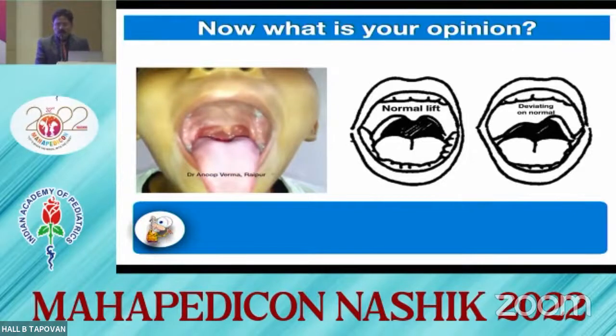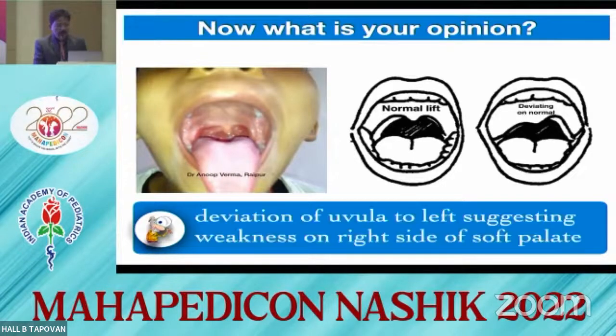See, what have you noted? You have noted that the palate is shifted to the left side. So there is a deviation of the uvula to the left, suggesting weakness of the right side of the soft palate. So this is a right-sided palatal palsy.